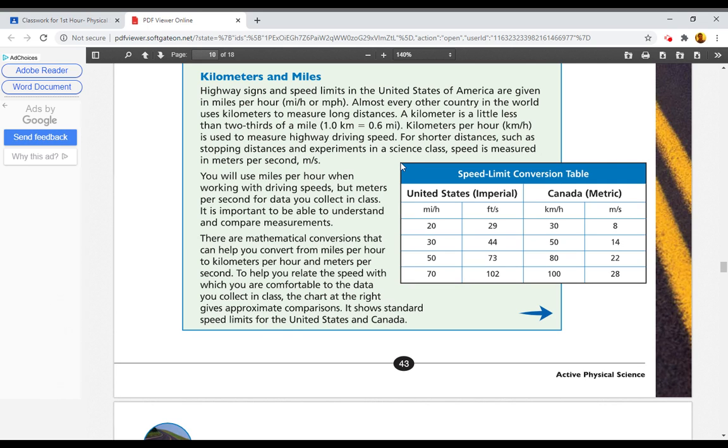gives approximate comparisons. It shows standard speed limits for the United States and Canada. So they're calling the United States imperial and Canada metric. This is also SI. Miles per hour, feet per second, and kilometers per hour, meters per second.